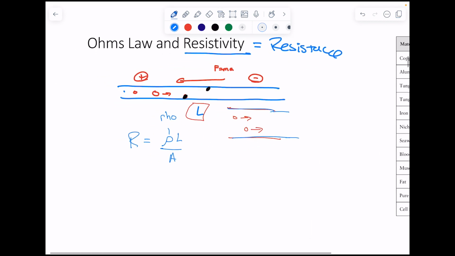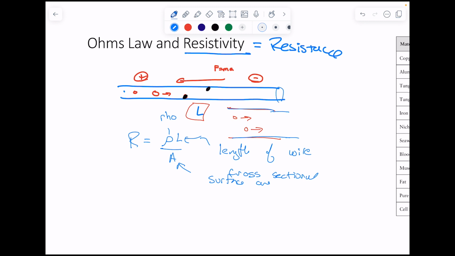And then what's L? L is the length of the wire. And A is the cross-sectional surface area. If I have a wire, a wire is actually a circle, so the cross-sectional area would be pi r squared. You also have some wires that are rectangles.